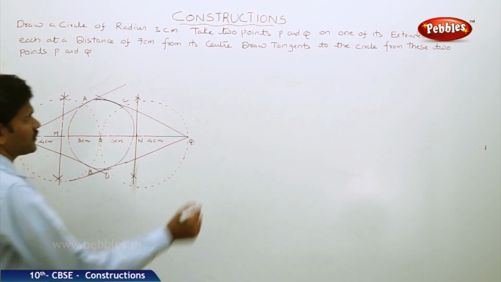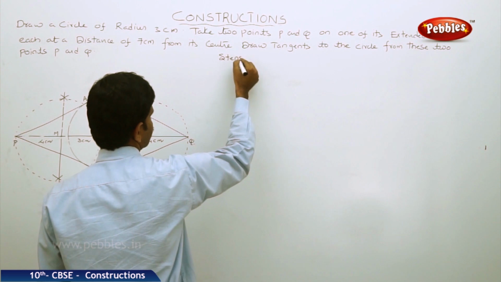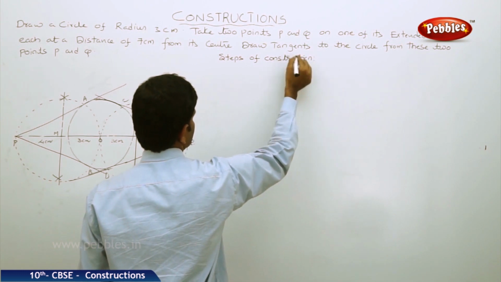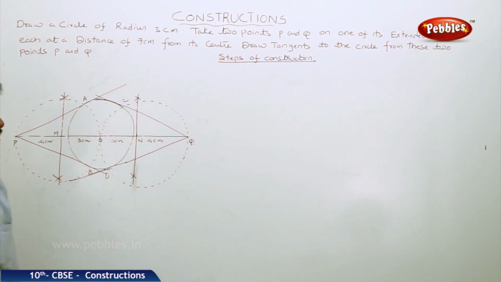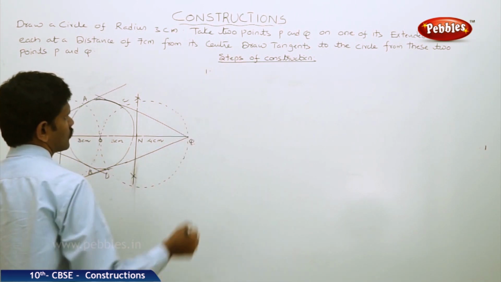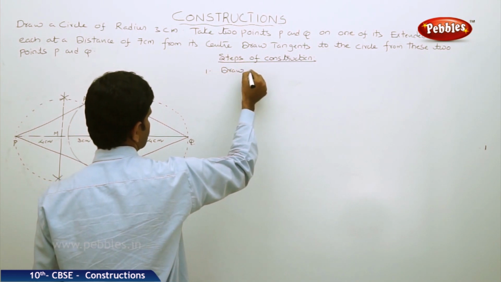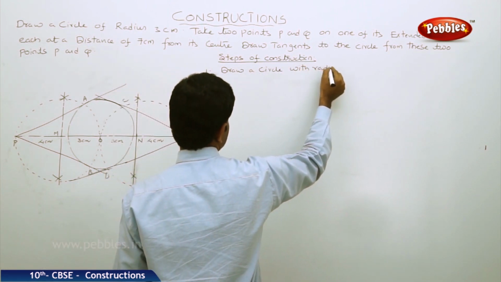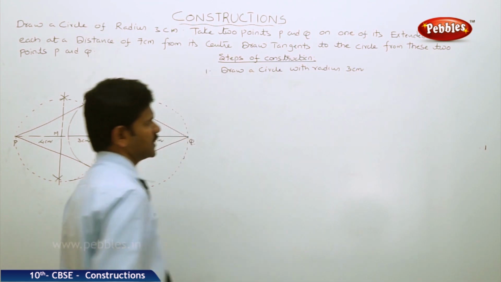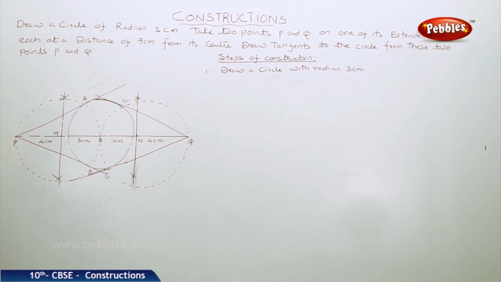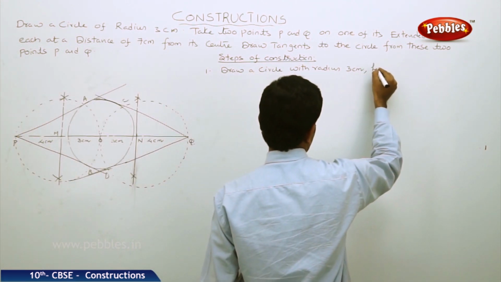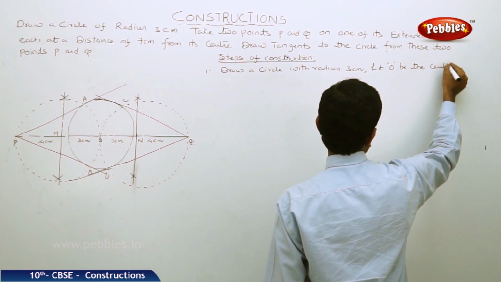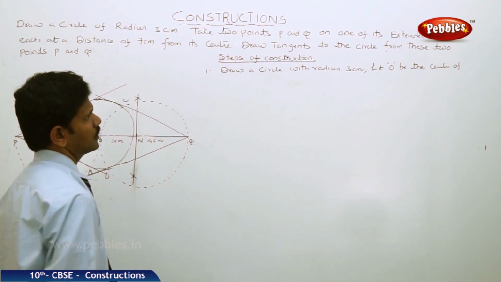Now steps of construction. Draw a circle with radius 3 centimeters. Let O be the center of the circle.